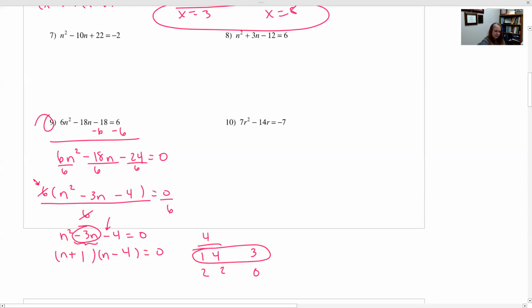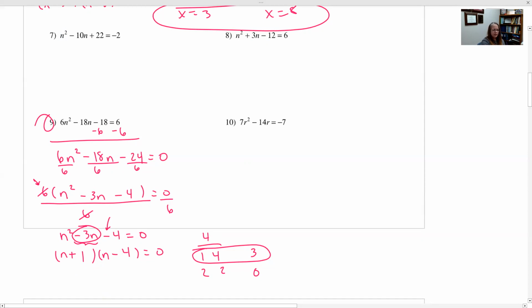And you can check yourself. You can look at this. I have a positive 1n. I have a negative 4n. And when I add those two together, I do get that negative 3n. So I know I have my signs in the right places. So I've got this all factored out.